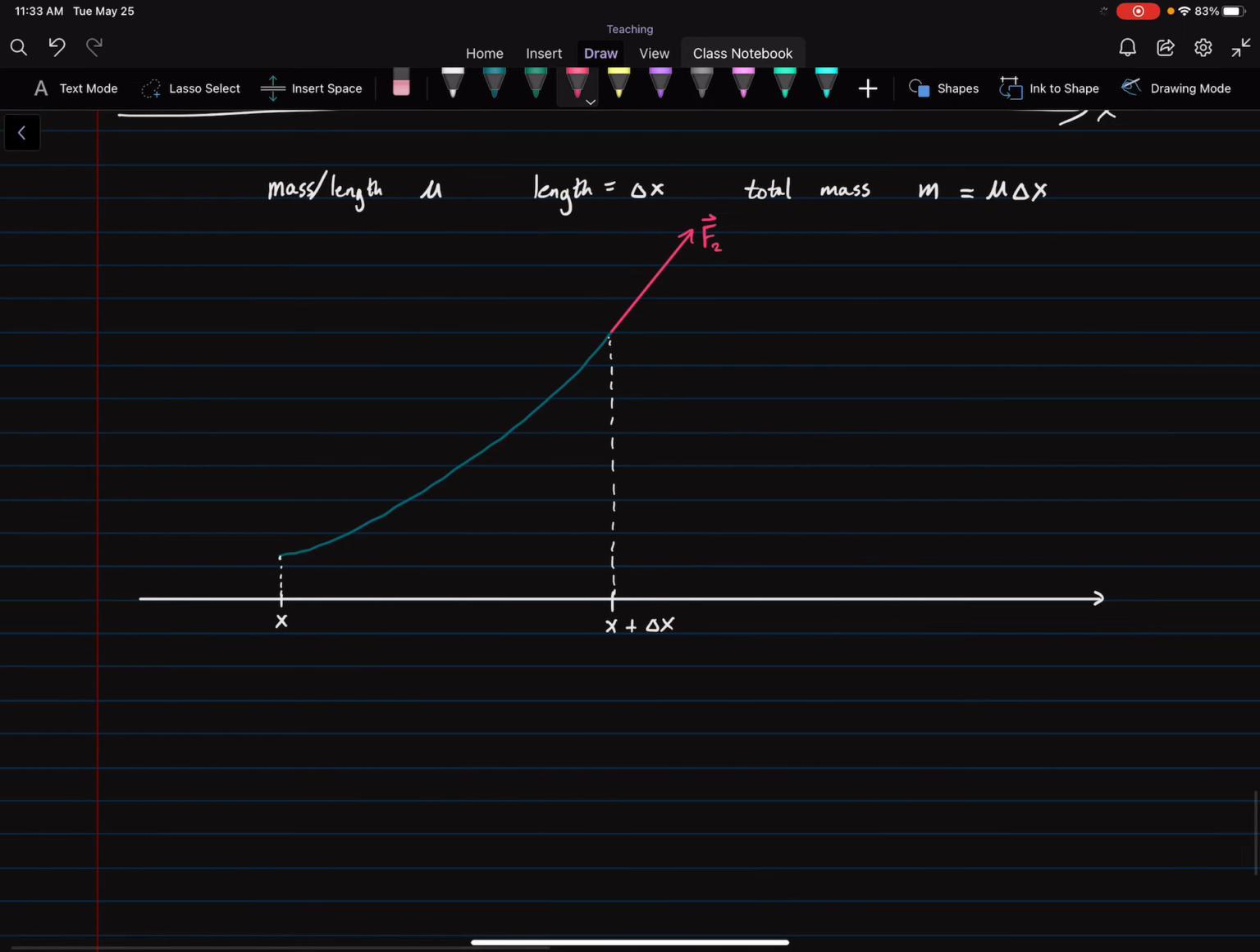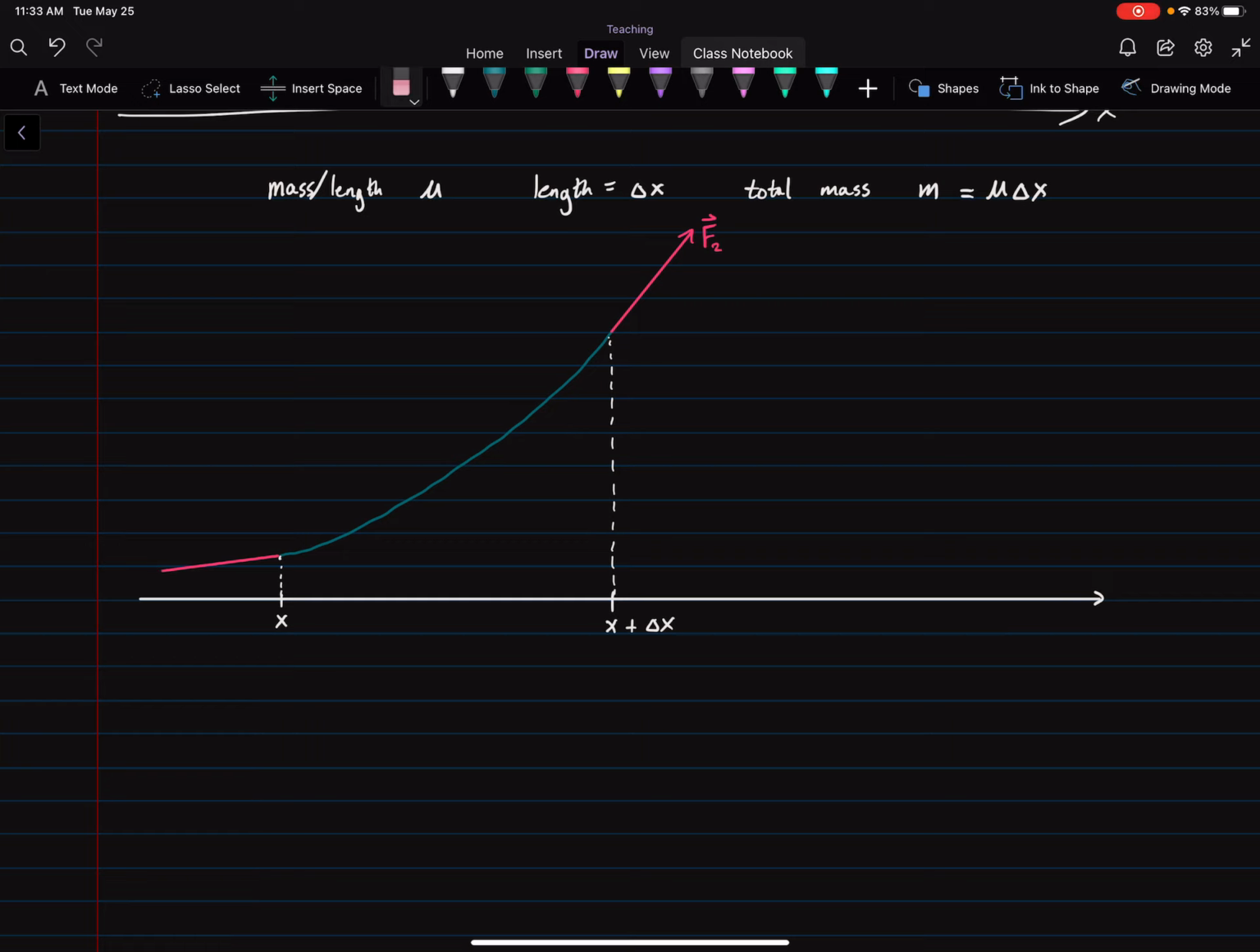Over here, the other part of the string does the same thing and exerts a tension force completely in line, something like that, with the slope at that point, because that's how string works. Tension doesn't exert any kind of odd perpendicular force. It's just along the direction of the string. So it has to be in line with the slope.